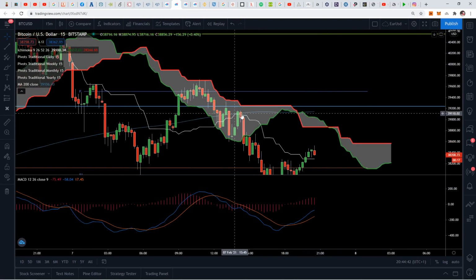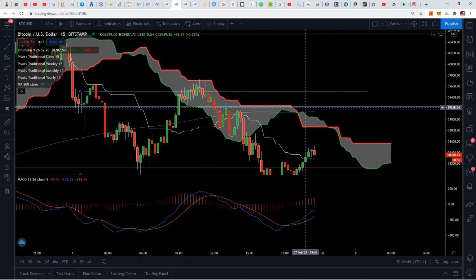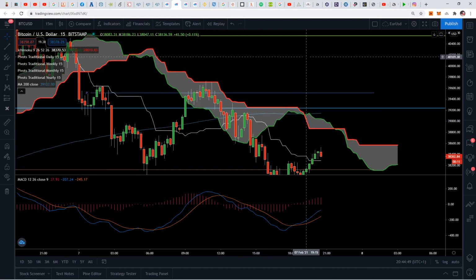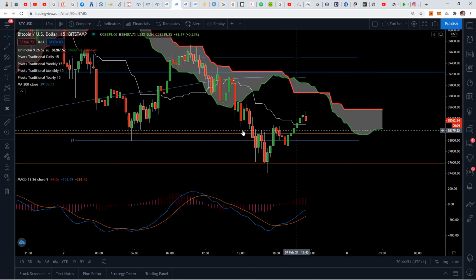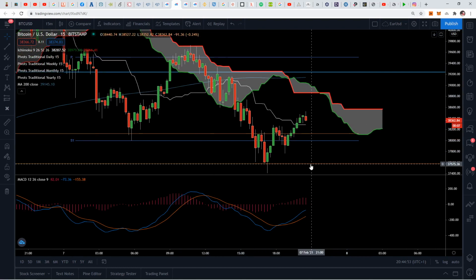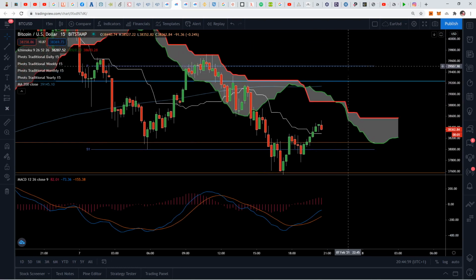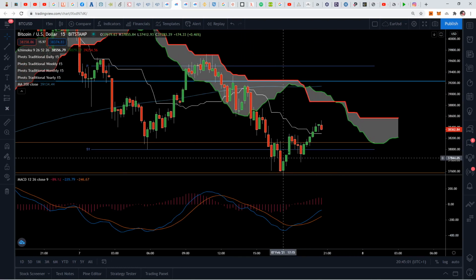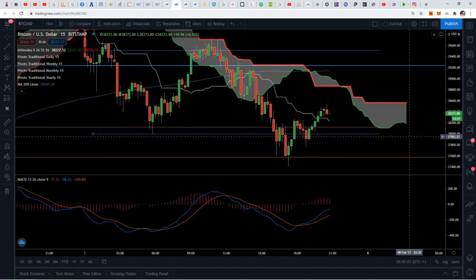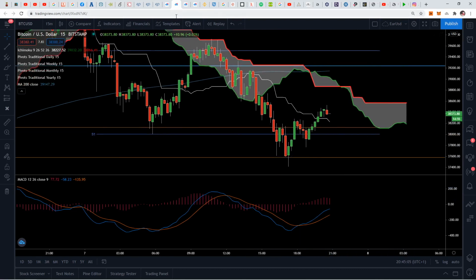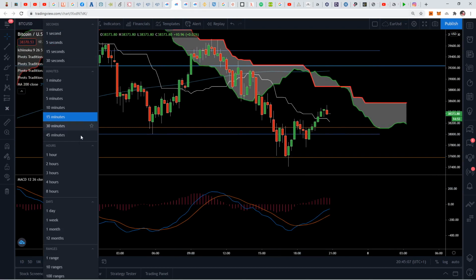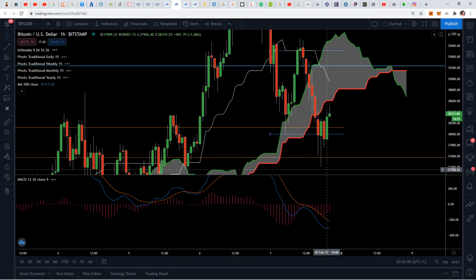And then we have the SMA 200. It's sort of flat here, starting to perk up. Starting to look a little bit exhausted, this move down. So let's see how it will play out. But I really like this situation from a divergence point of view. We can have a look at the hourly to see how it looks.